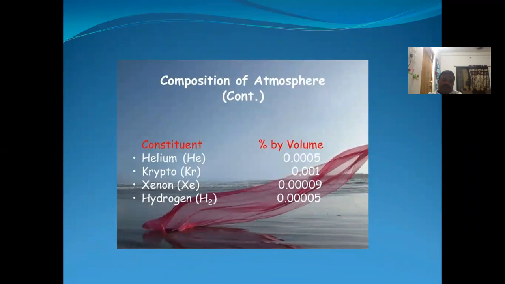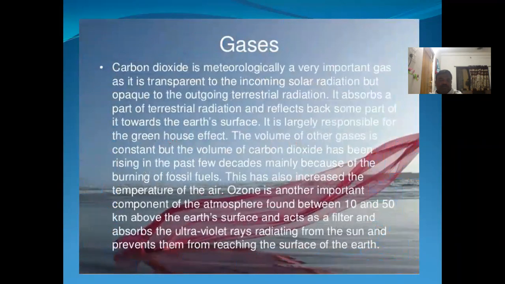This is the continuation of this particular table. Helium, 0.0005%. Then krypton, 0.001%. Xenon, 0.00009%. And last is hydrogen, the lowest percentage in the atmosphere.